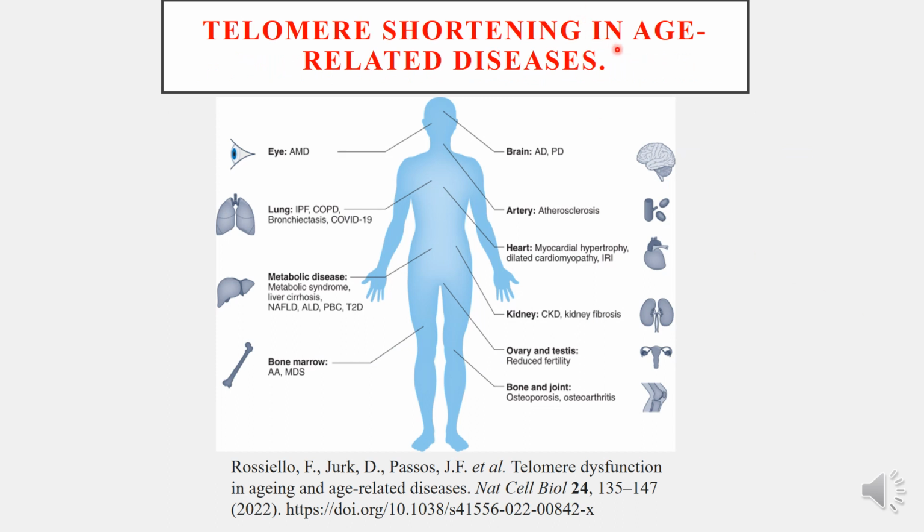Now, the telomere shortening is also related to various age-related diseases as shown in this diagram, that almost every organ of our body is affected due to the telomere shortening as the age advances. The eyes, the brain, the lungs, the artery, the metabolic diseases, the liver, heart, bone marrow, kidney, ovary and testes, the bones and the joints. So all these are affected and these are implicated in various diseases.